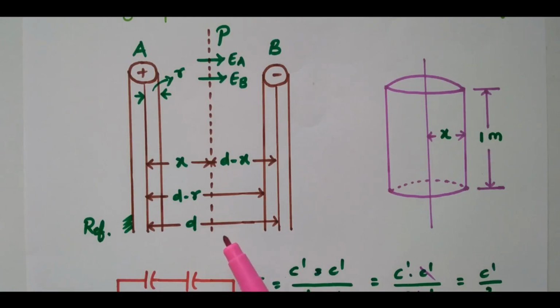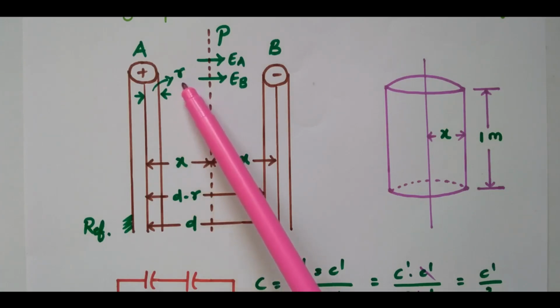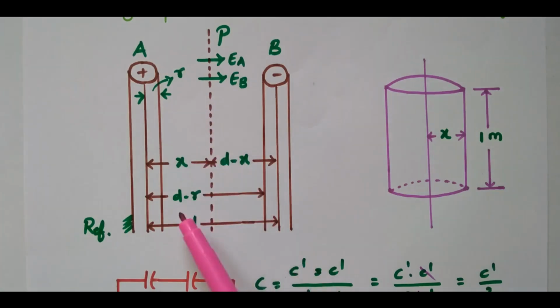During the integration, we need a limit. The limit is decided by two parameters. One is the radius of the conductor. Another one is this d minus r, from the center of conductor A to the outside of conductor B. So this distance will decide the other limit of the integration, right?